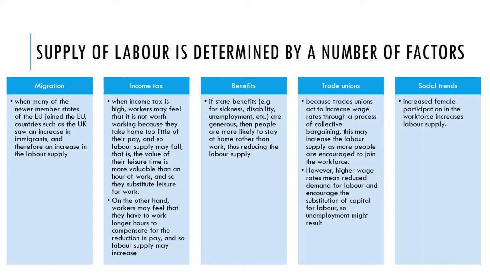Trade unions can also shift supply through their process of collective bargaining. So if you're part of a union as a worker, you kind of agree between yourselves that you'll only work for a certain wage rate, which can have an impact on the level of supply of labour in the market.